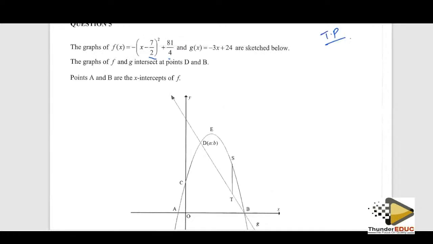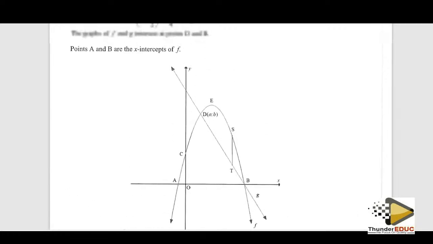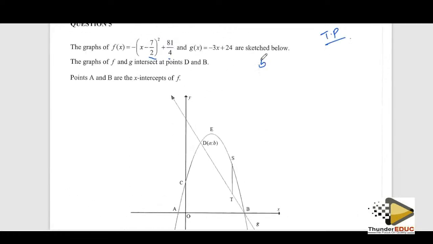Okay, so what is the first question asking for? They want the coordinates of the turning point. I'll just put it here, 5.1. So we say 7 over 2 positive, then 81 over 4. As simple as that, right from here. Change the sign to positive, and then you have that. Because you can even see that the turning point is on the positive x.